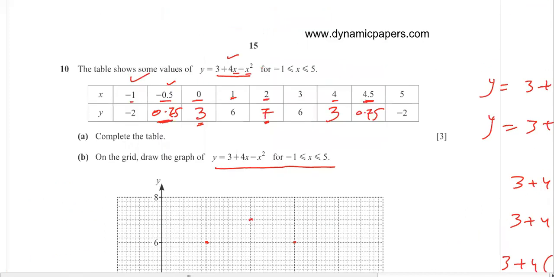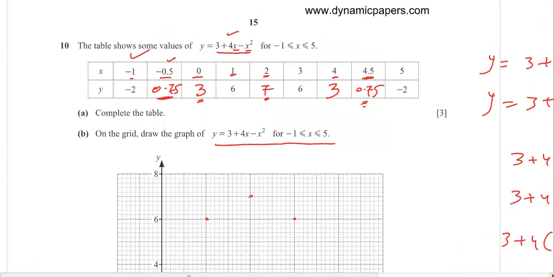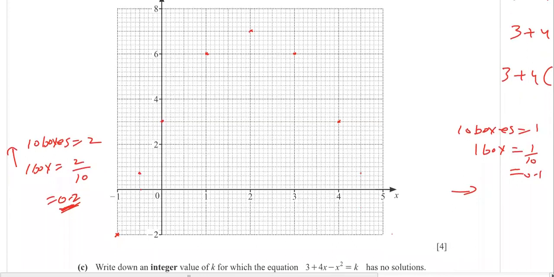Okay, then for 4.5, 0.75. Okay, this is 4.5. So 0.75, this will be 0.2, 0.4, 0.6, 0.75 around here. That is. And for 5, minus 2, that is. So just join these points.